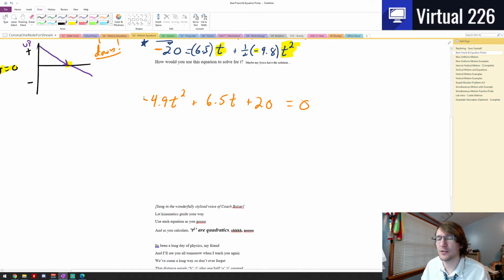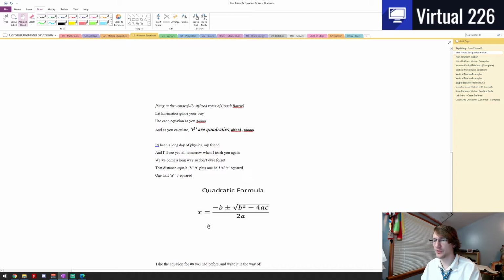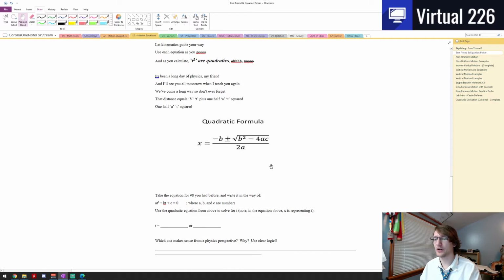What I'm able to do then is look at the coefficients. These are the numbers that sit on the outside, a, b, and c. These three coefficients here, a, b, and c, these numbers allow us to solve a quadratic equation. And if we take those numbers and put them into the quadratic formula, we can go ahead and solve this. So, let's just rewrite this out here, a was equal to negative 4.9, b was equal to 6.5, and c was equal to positive 20.